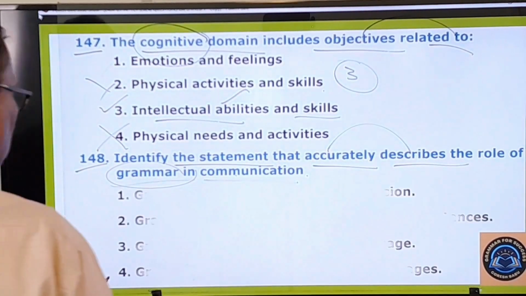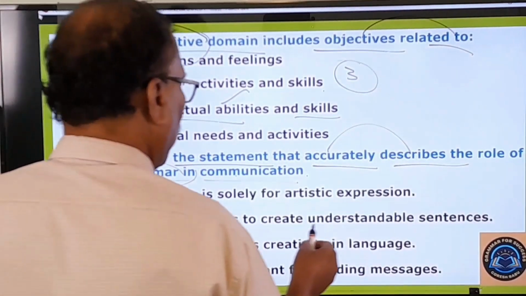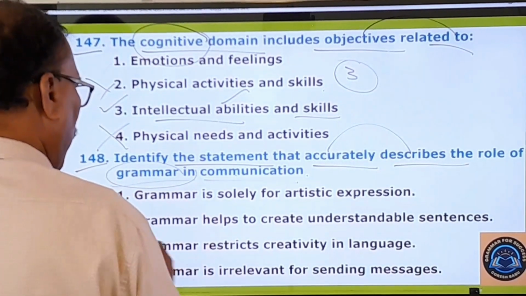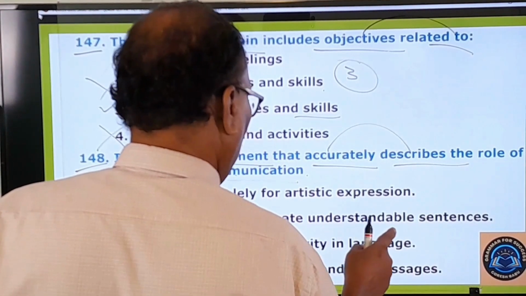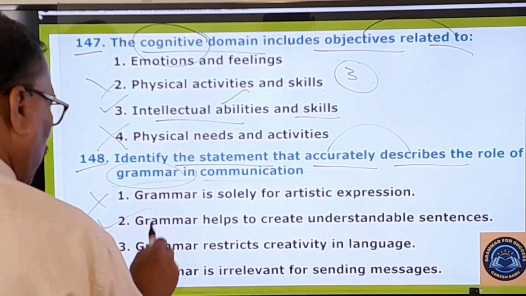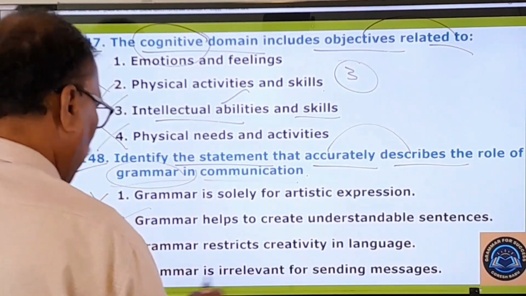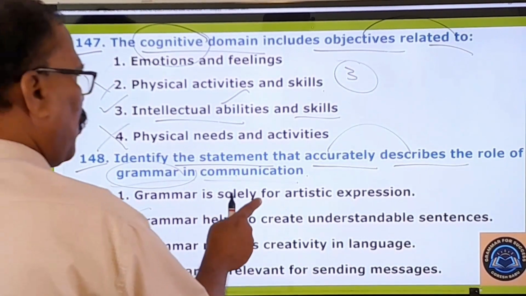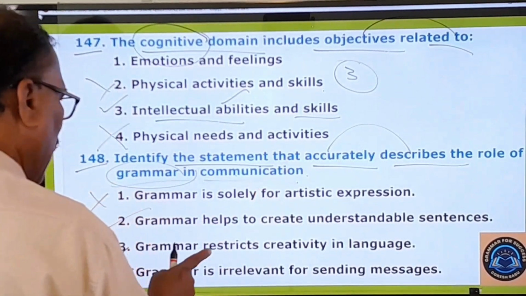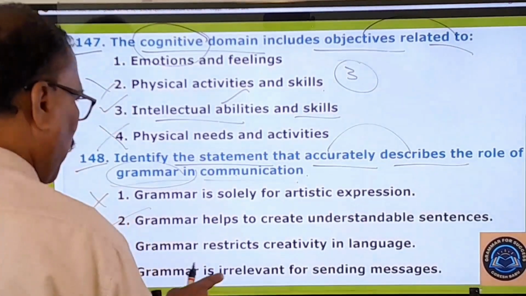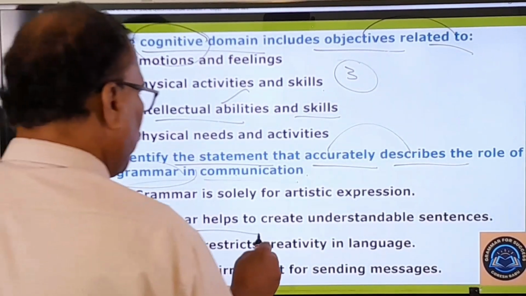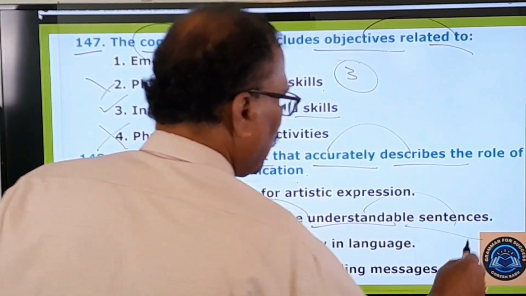And here, what is that? Grammar is solely for artistic expression. No. Yes, grammar helps to create understandable sentences. That's the right one. Grammar restricts creativity in language. No. Grammar is irrelevant for sending a message. No. So grammar is solely for artistic expression, no. Grammar restricts creativity, no. Grammar is irrelevant, no. So grammar helps to create understandable sentences.